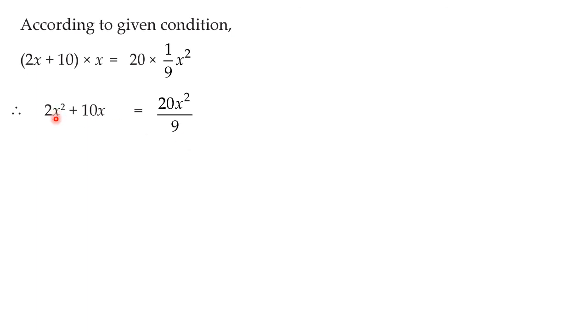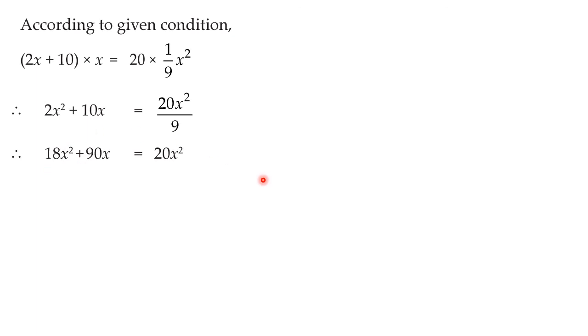Now again you can go for cross multiplication here. Okay. So the next step will be like this. 9 into 2x square is 18x square. And 9 into 10x is 90x. And here you have 20x square. Now see, 18x square and 20x square, they are like terms. So let us shift this 20x square this side, or you can shift these two terms this side.